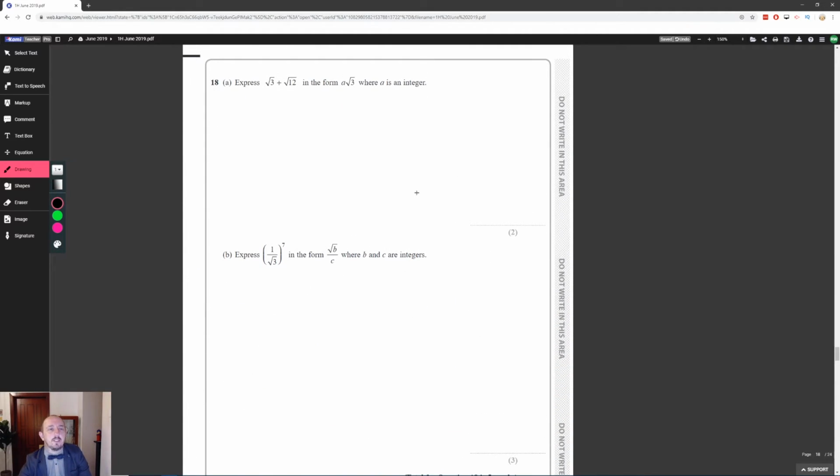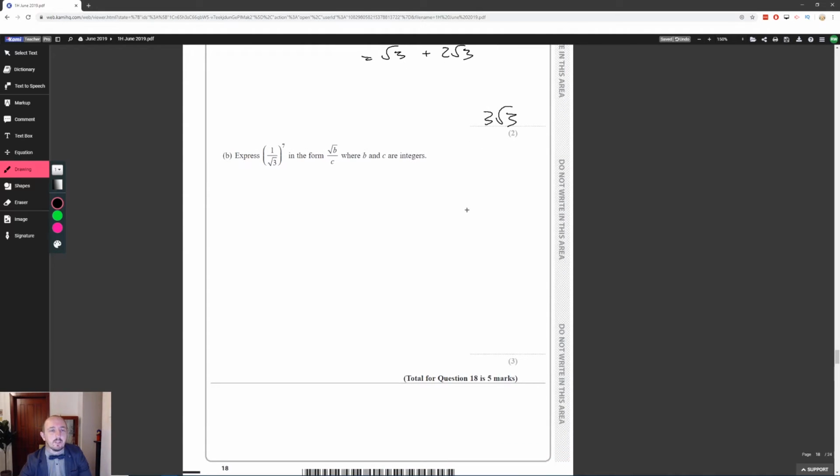Okay, thirds, root 3 and root 12 is the same as root of 4 times 3. So we can separate that second one into root 4 times root 3, and that's going to be 2 root 3. So when we have a root 3 and we add another 2 lots of root 3, we get 3 lots of root 3, like that.